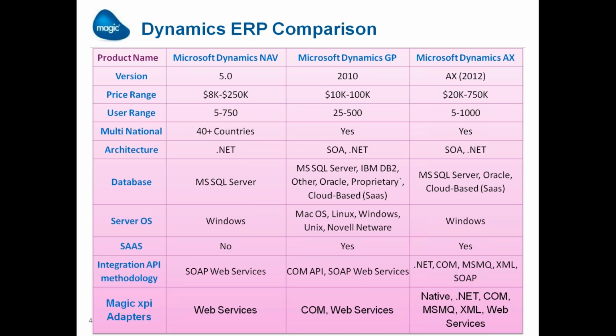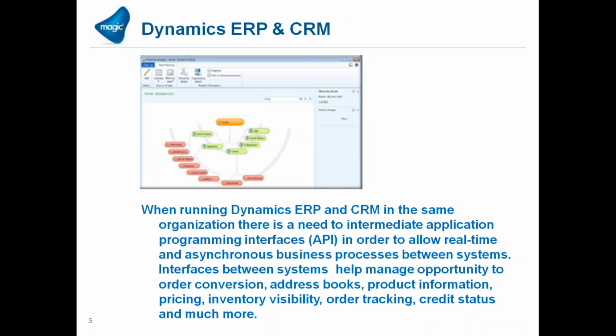You have some SaaS options in some of these, and API methodologies naturally will vary from the various versions depending upon the release numbers that you're working with, as well as the various flavors of Microsoft Dynamics ERP, whether it's NAV, GP, or AX. So for all of these, web services are an option for integration. Dynamics GP also has a COM option. And AX has the most options, including .NET connectivity, MSMQ capabilities, flat XML file exchanges, and of course the Magic XBI integration platform offers a native Microsoft Dynamics AX adapter or component. So that would be the option that most of you would use if you're using Magic XBI integration platform.